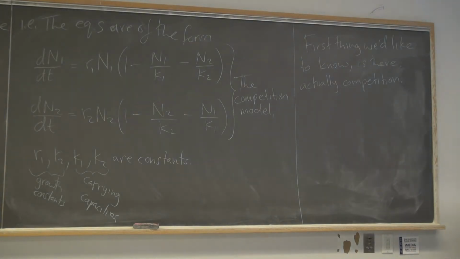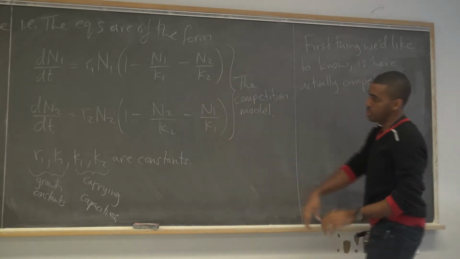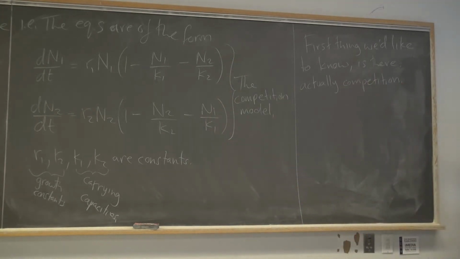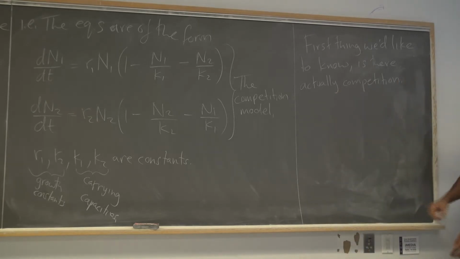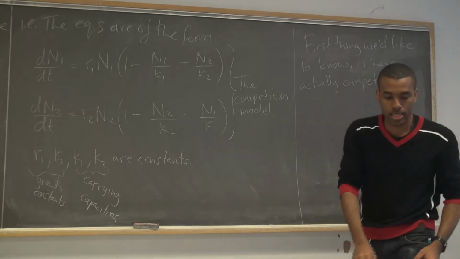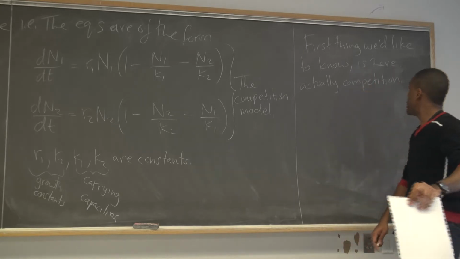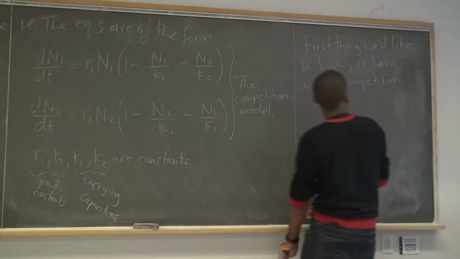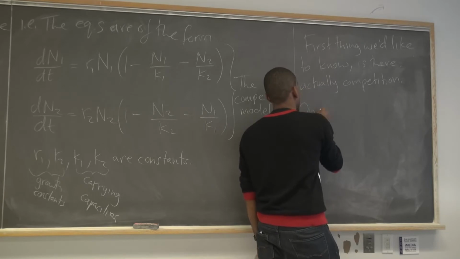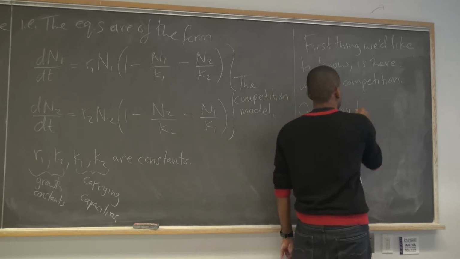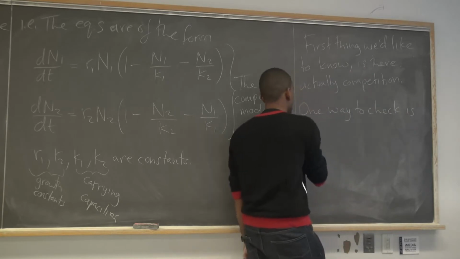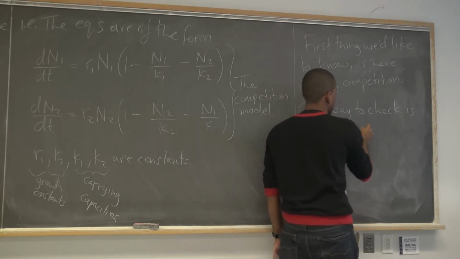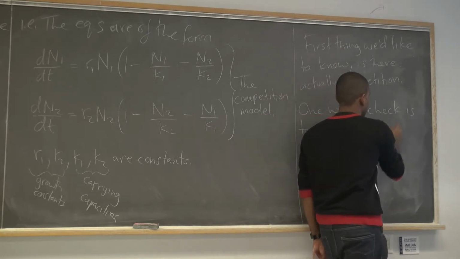Now we can see. All right. So we have the system of equations governing two populations that we want to figure out. Now the first thing we want to figure out is, is there actually competition? Is there any danger of one of the populations actually becoming extinct? Right? And one way to check is to use the competition table.